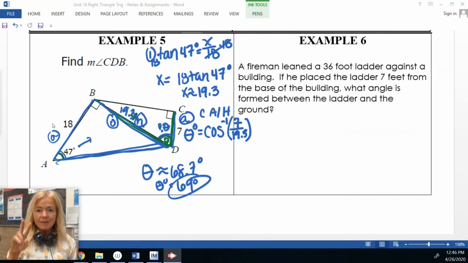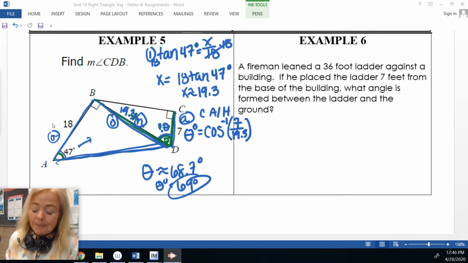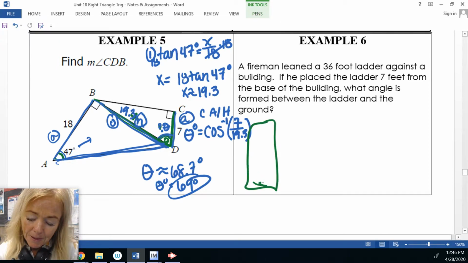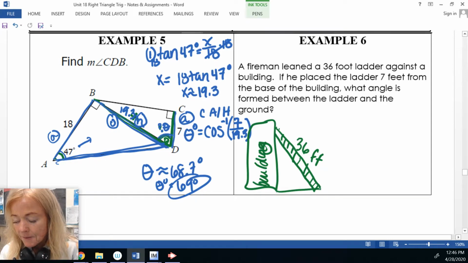Okay, so this is 18.4 part 2, and we were just on example 6. It says a fireman leaned a 36-foot ladder against a building. So again, you're going to have to draw a picture, and you're going to need a building. There's the building. I know it's a beautiful building. And he leaned a 36-foot ladder. So here's our ladder leaning against the building that is 36 feet long.